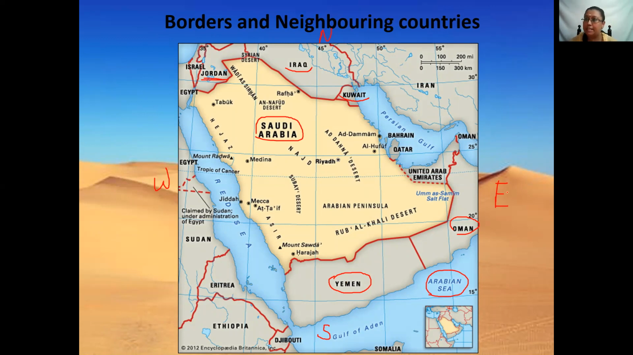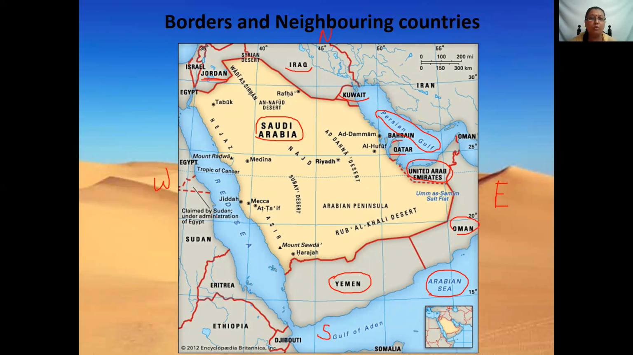Now let us move on to the east direction. What is there on the east? On the east, we have UAE, United Arab Emirates. UAE is the short form of United Arab Emirates. So we have a country there, and then we have two small countries, Qatar and Bahrain. Also, we have a water body, which is nothing but the Persian Gulf. So on the east, we have United Arab Emirates, Qatar, Bahrain, and Persian Gulf. So four things are there on the east side.